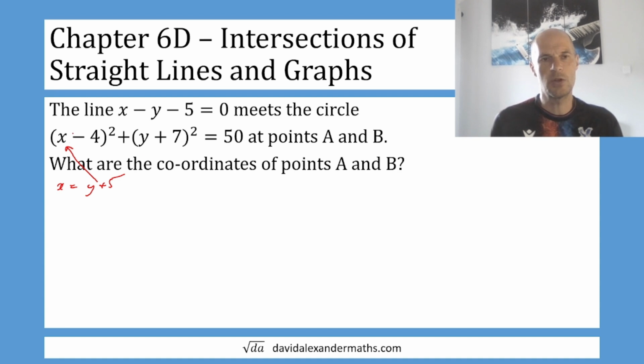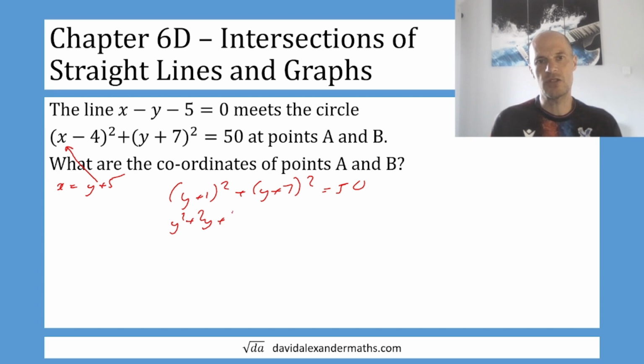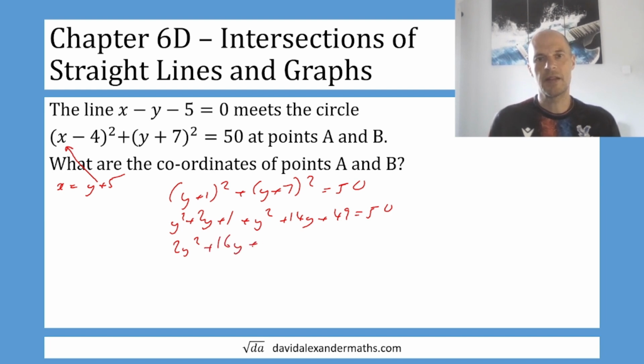So (y + 5 − 4)² + (y + 7)² = 50. Now y + 5 take 4 is y + 1. So that can become (y + 1)² + (y + 7)² = 50. Let's expand the brackets. I'm going to get y² + 2y + 1 + y² + 14y + 49 = 50. Let's tidy it up a little bit. That's going to be 2y² + 16y + 50 = 50. Subtract 50 from both sides, so 2y² + 16y = 0.